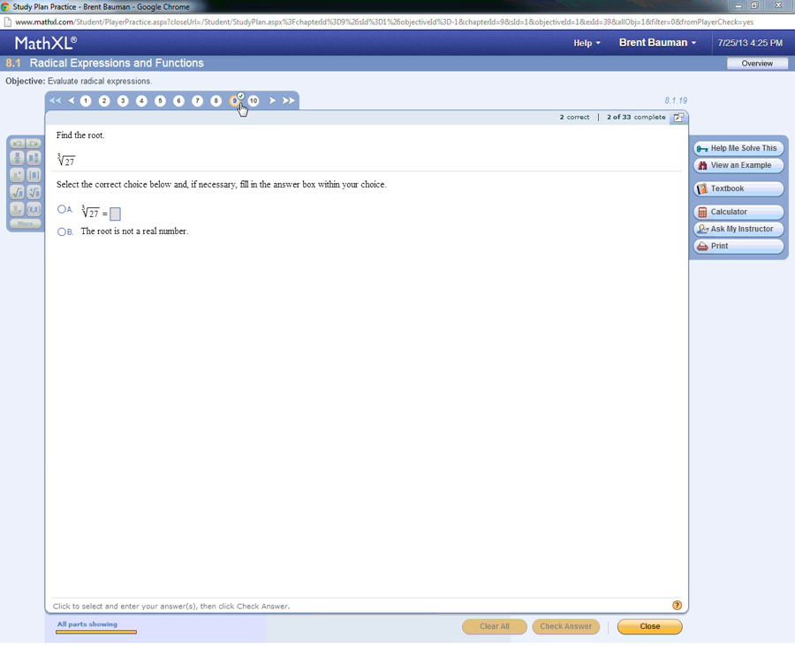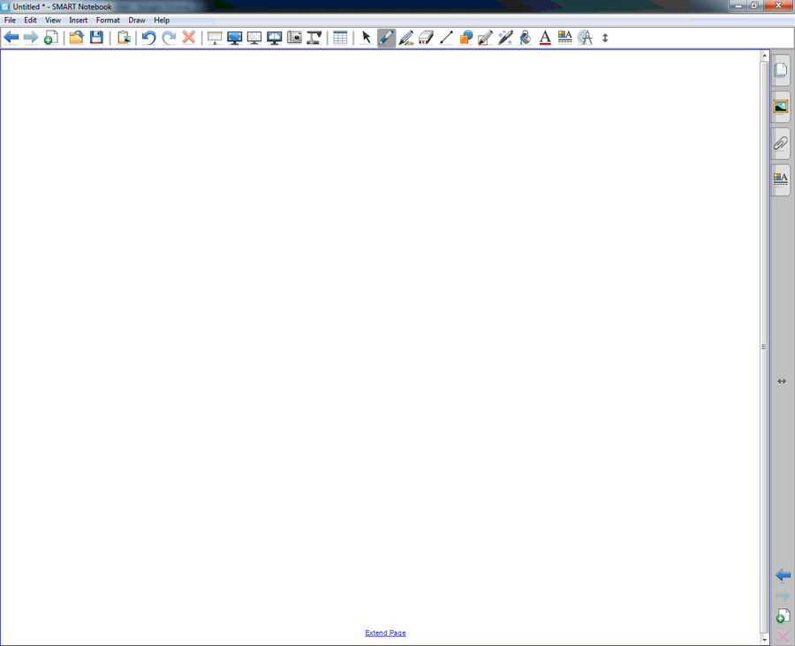So with our first example here, we're trying to find the root, and we look at our choices down here. A is the cube root of 27 equals a value. Notice that we have an equal sign, so this is telling us we're going to find the exact value. And then down here, the root is not a real number. So we're going to see if we can first find if this is an exact value by breaking down the cube root of 27. So let me show you how to do that.